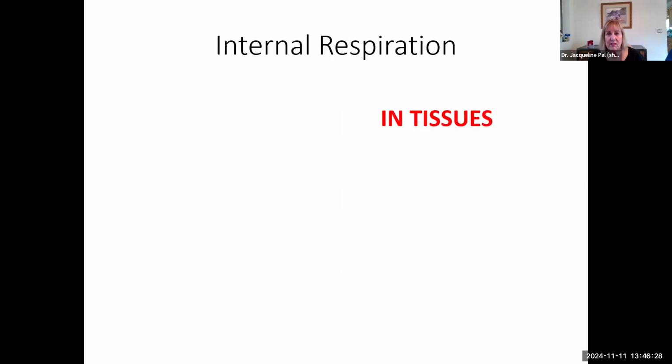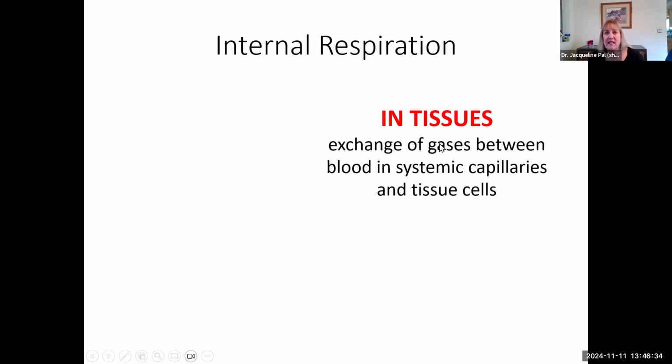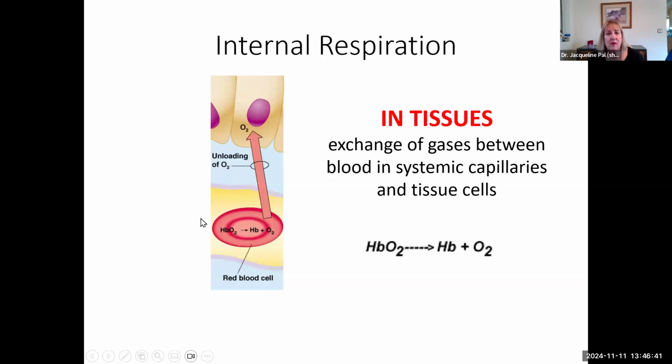Now, internal respiration occurs at the tissue level. And so it's going to be exchange of gases between blood in the systemic capillary and the tissue cells themselves. So here we have a systemic capillary that has oxygenated red blood cell. It's going to unload the oxygen so that the cell will have oxygen so the cell can do cellular respiration. And so the red blood cell, each hemoglobin will unload one oxygen, so it'll still have three on its first pass. And so if it needs to come around a second time, it can unload more.